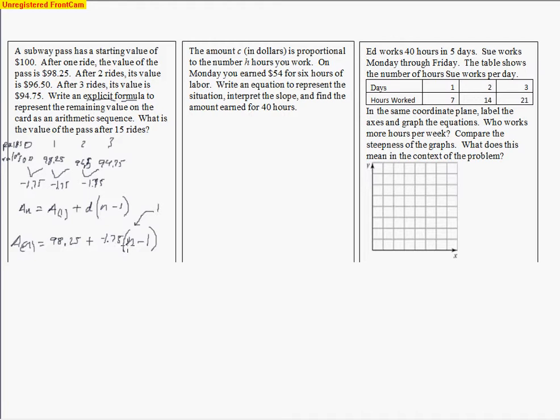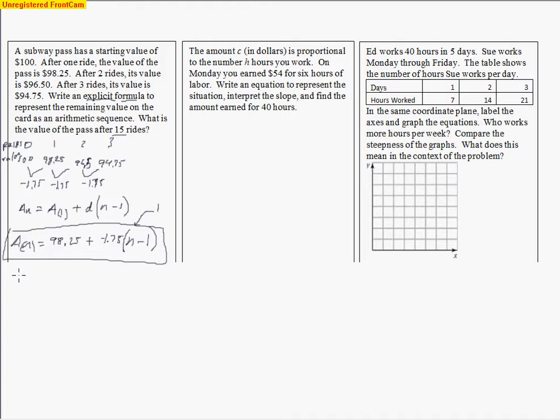If I had 2 rides, 2 minus 1 would end up being just 1. 1 times negative 1.75 would take 1.75 away from that. So that's the first part. Now we want to predict what's left over after 15 rides.